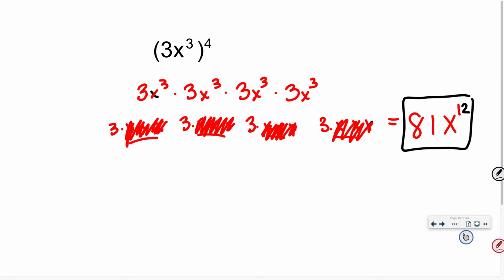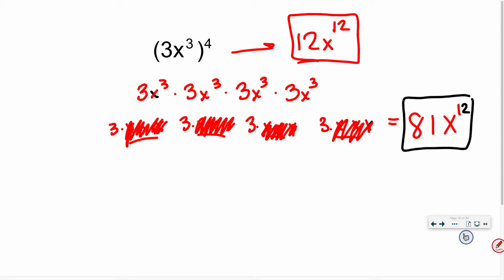So let me show you the most common wrong answer for this one, okay? The most common wrong answer is this. Why do you think this is the most common wrong answer? I don't even know how they got the 12x. Where did they get that? Instead of multiplying 3 by itself 4 times, they multiply 3 times 4.